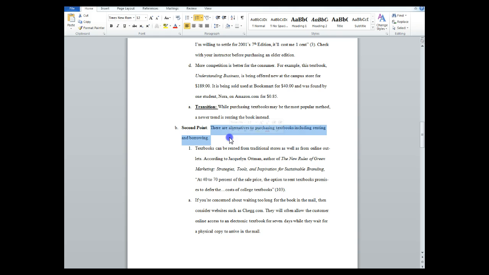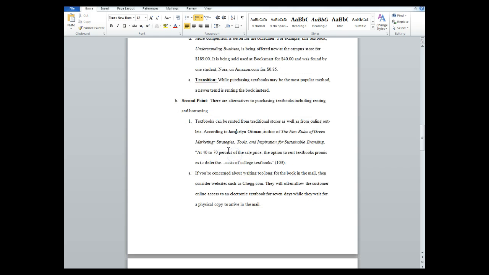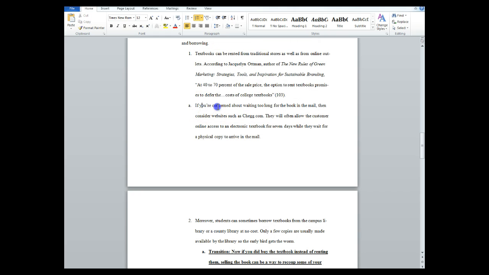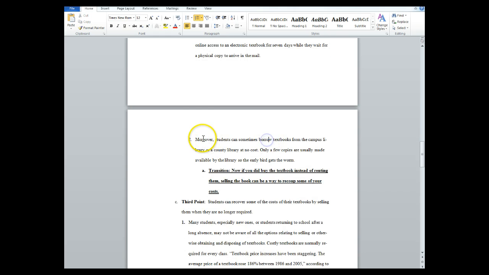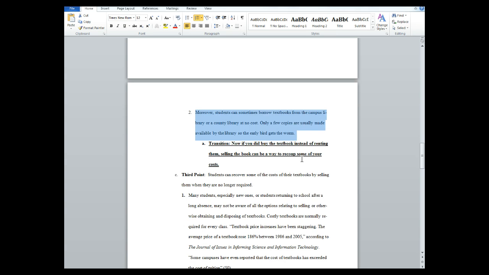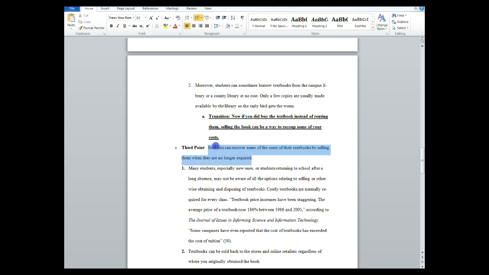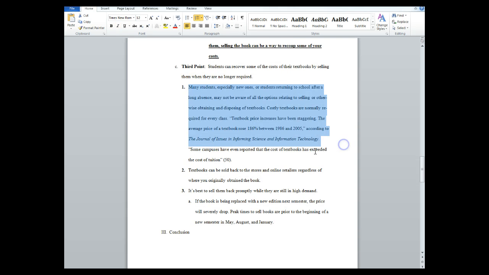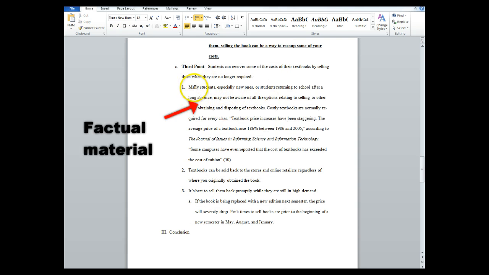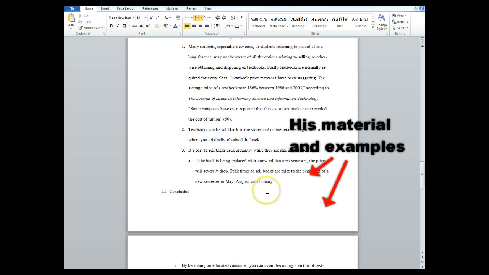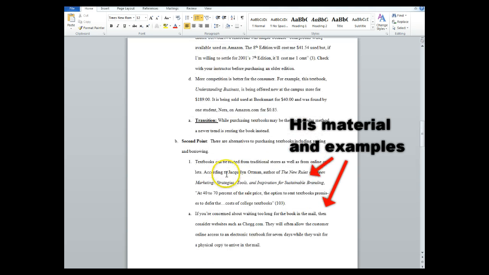Then he moves on to his second point, the way you can borrow and rent. So this time he actually starts, right, with more factual material and a quote. Then he gives an example, and then he kind of ends with his own words. Last point, this is about selling them back: factual material, and kind of his own words. Right here you can see many students, especially new ones, don't really know about this, and then he kind of adds into that. This is his own material, and then just giving some examples here, and then kind of ending that way. So that's how the outline looks.